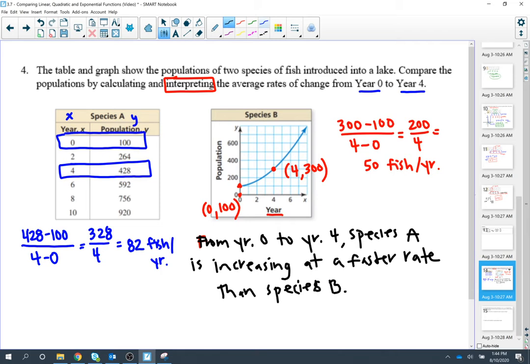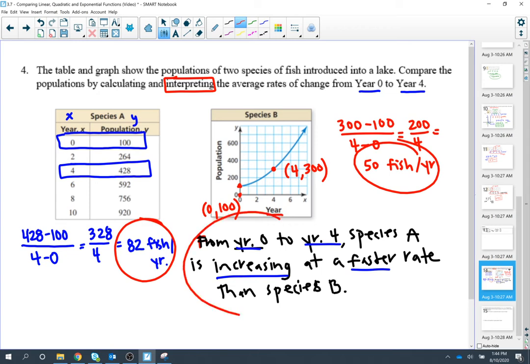Okay, now, a couple things. Make sure that you specify from year 0 to year 4, because it might not always be true that species A is increasing at a faster rate than species B. What if we were going from year 4 to year 6? Would this still be true? So make sure you specify which years you're talking about. Make sure you tell me whether it's increasing or decreasing. Both of these are increasing. And then make sure you're using something about our average rate of change, so faster rate, slower rate, something like that. In order to receive full credit, I would need to see this number, I would need to see this number, and I would need to see this interpretation.